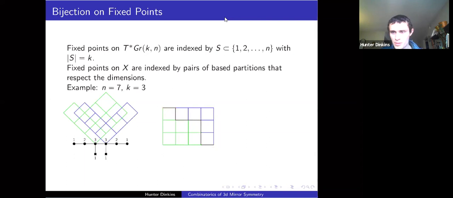And I just need to record the data of whenever I move downward. So I move downward at the 2nd position, the 5th, and the 6th. So my subset of 1 to 7 that I get in this example is 2, 5, 6. Okay, so we have our way of interchanging our parameters, and we have our bijection on fixed points.